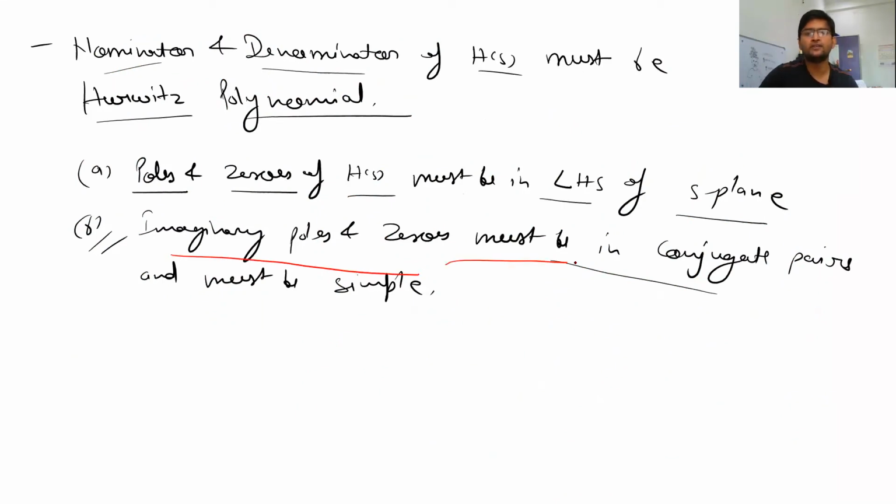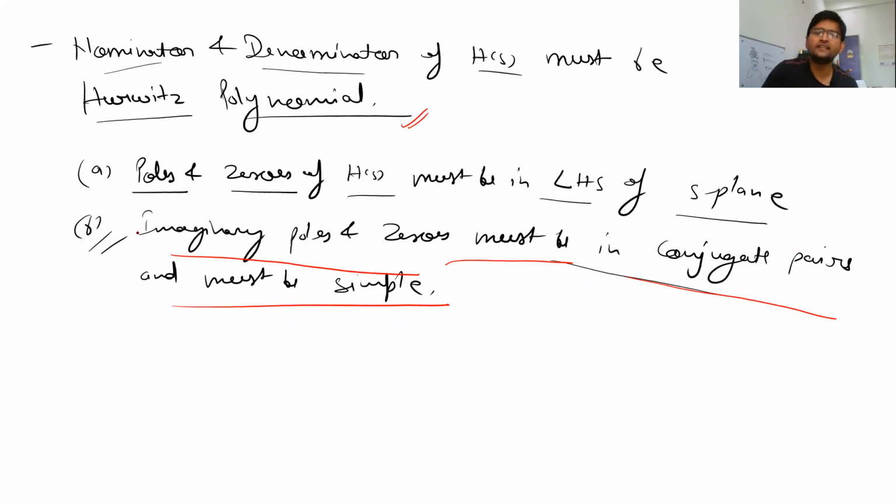Imaginary poles and zeros must be in conjugate pair and must be simple. They must not repeat on the imaginary axis, right? So these are the conditions for the system to be stable. And now we are going to write a little more about these Hurwitz polynomials.